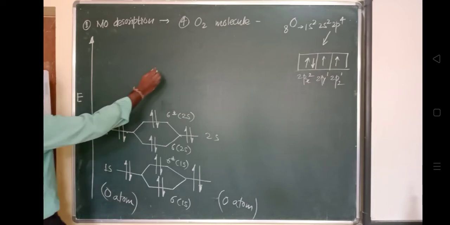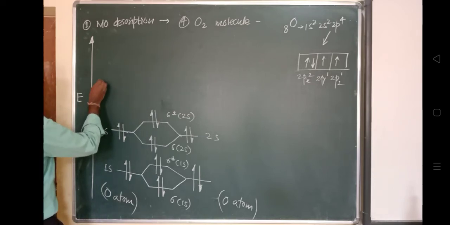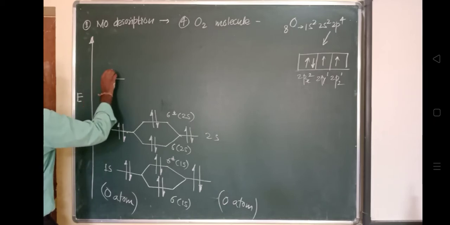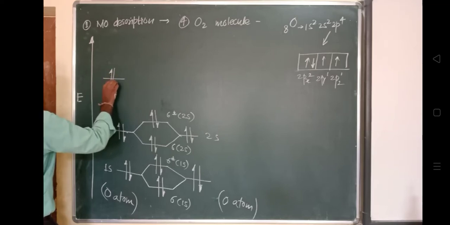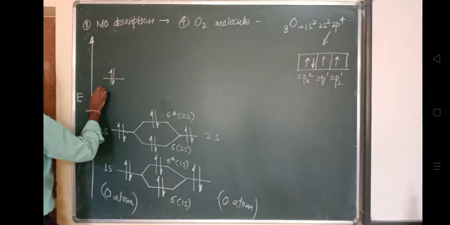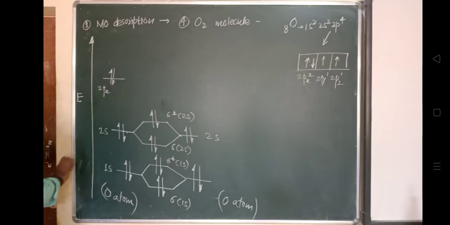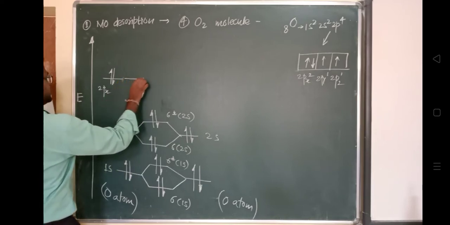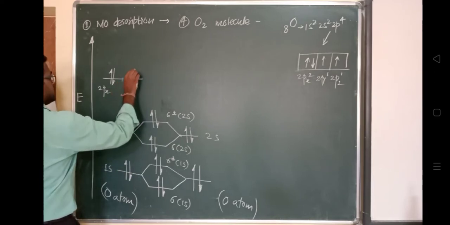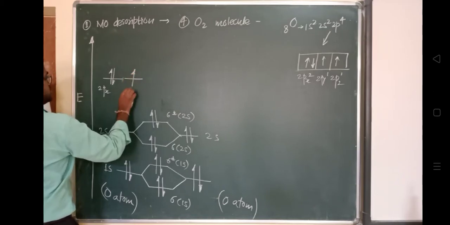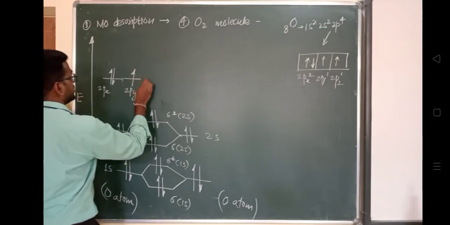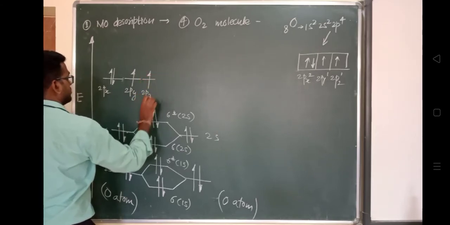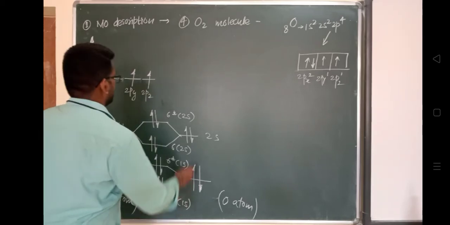So we'll draw the 2p orbitals. This is the 2px orbital. This is the 2py orbital, with one electron over here. And this is the other, the 2pz orbital. We will show the same here.